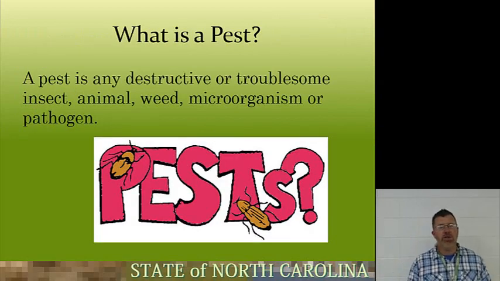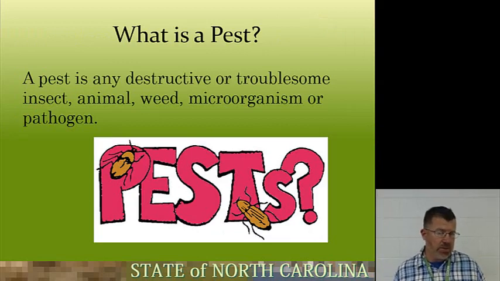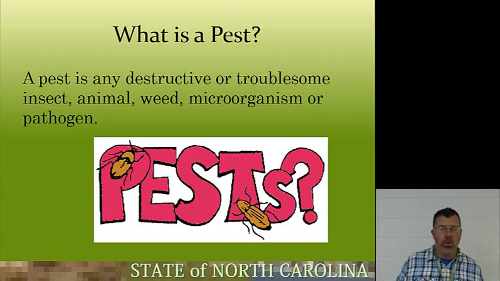The first thing that we're going to talk about is what is a pest. In your textbook, a pest is listed as any destructive or troublesome insect, animal, weed, microorganism, or pathogen. And when you look at this from an ornamental and turf side, and especially turf grass, what do you think is probably going to be the number one pest that we're going to see? It's going to be your weeds.